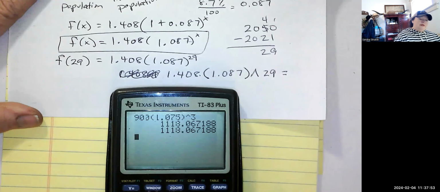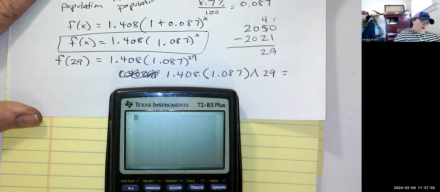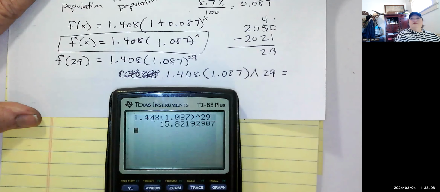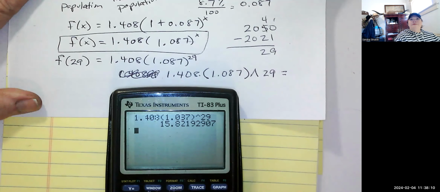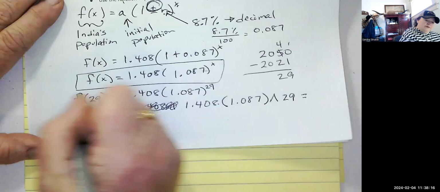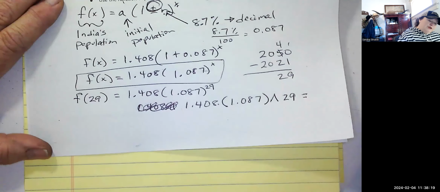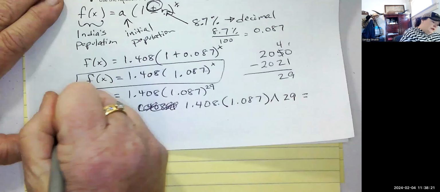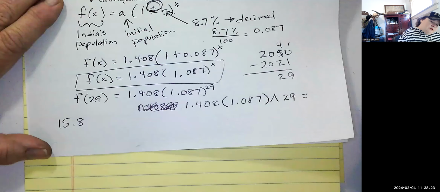So let's check to see what this is and make sure we all get the same number. 1.408 parenthesis 1.087 close parenthesis caret 29 equals. So we got that the population is going to be 15.8219. Let's go that far. So let's write this down. 15.821929.